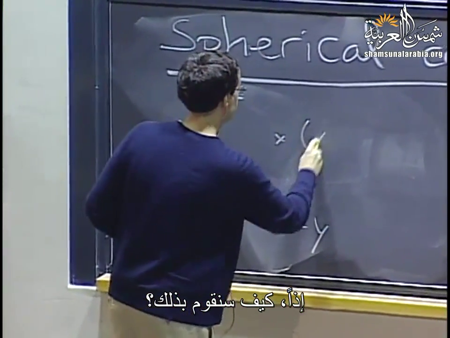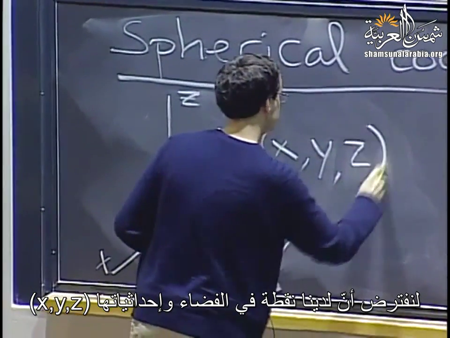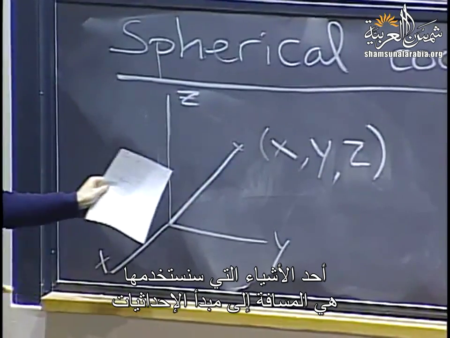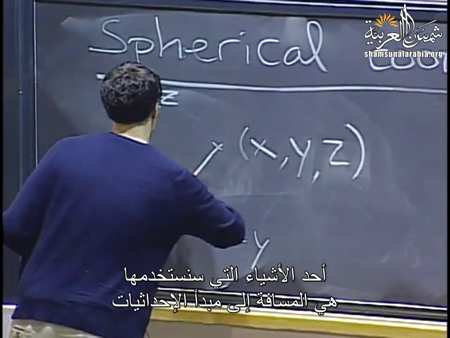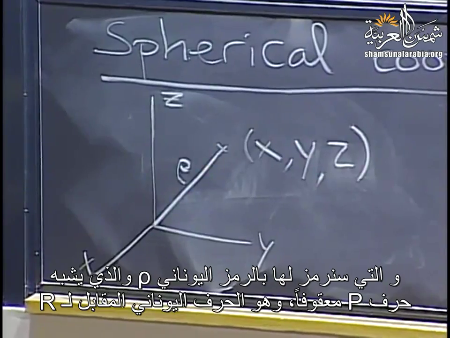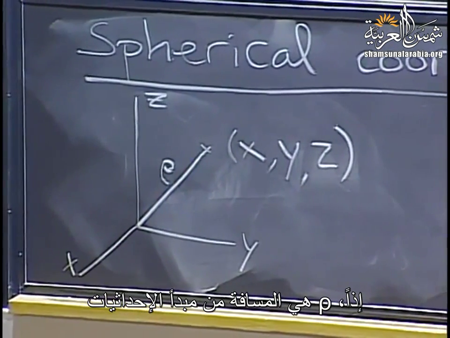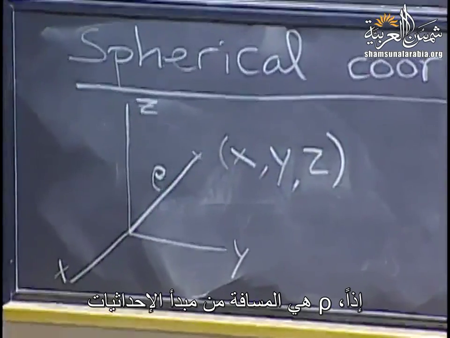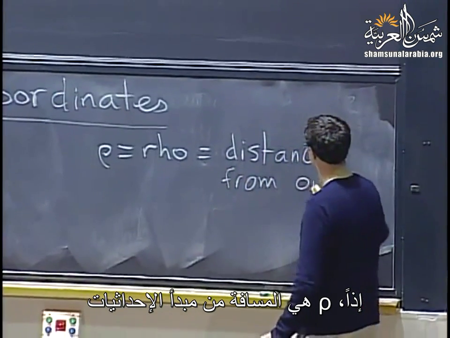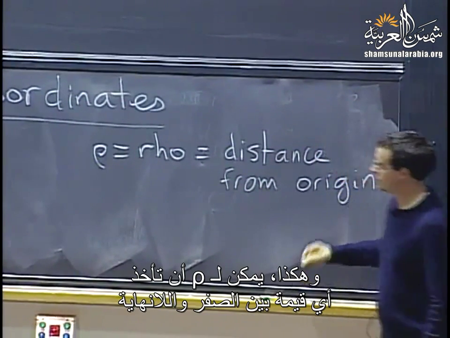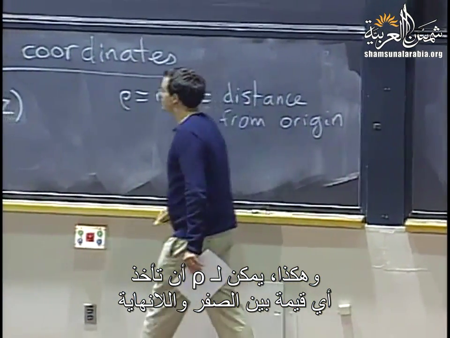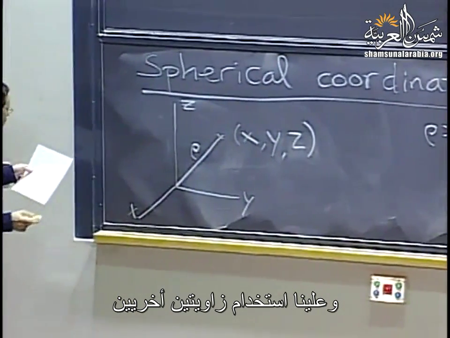So let's say that you have a point in space at coordinates x, y, z. Then instead of using x, y, z, one thing you will use is the distance from the origin. That is denoted by the Greek letter rho, which looks like a curly p, but actually it's the Greek r. So that's the distance from the origin. And so that can take values anywhere between 0 and infinity. Then we have to use two other angles.